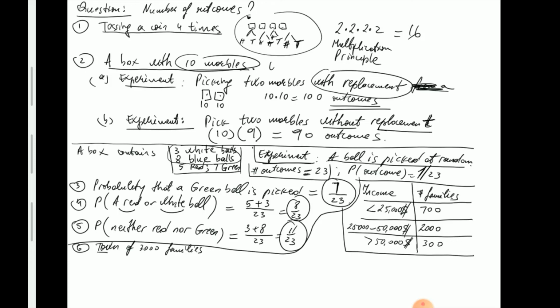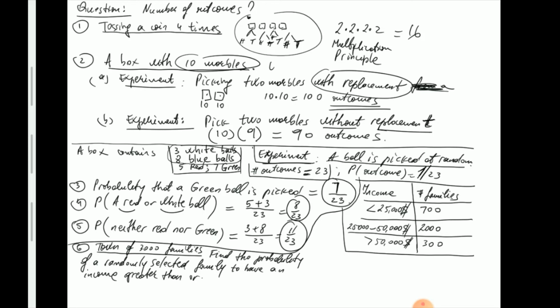And let's say the question is: find the probability of a randomly selected family to have an income, let's say, above $25,000, including, yeah, so greater than or equal to $25,000.